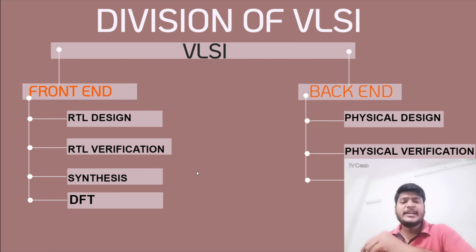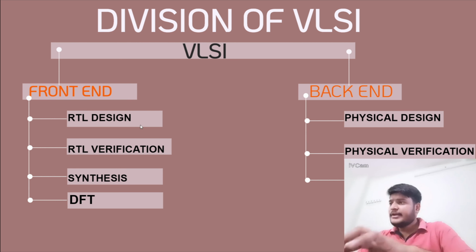So what are the divisions of VLSI? Yes, VLSI is divided into two types. One is front end and the other one is back end. In front end, there is RTL design, RTL verification, synthesis, and DFT. Whereas in back end, there are physical design, physical verification, and timing analysis. Let me explain all these factors.